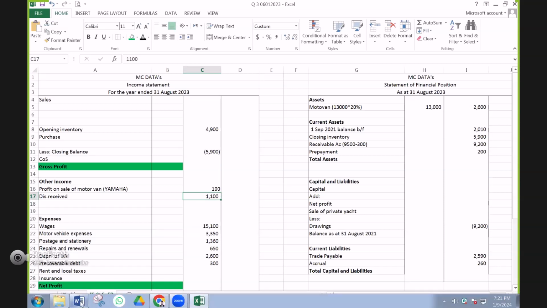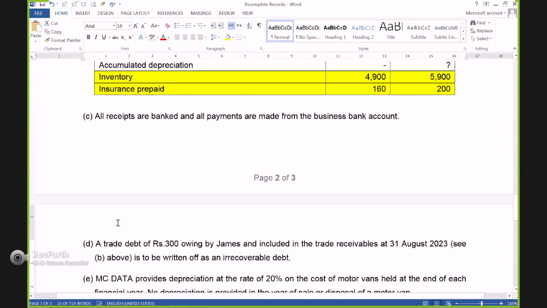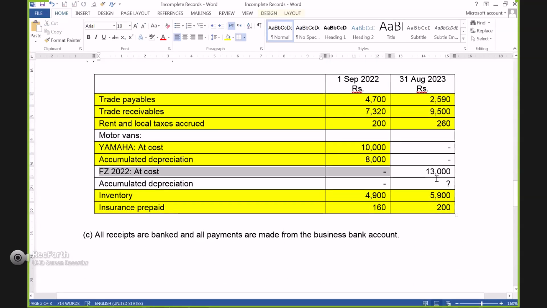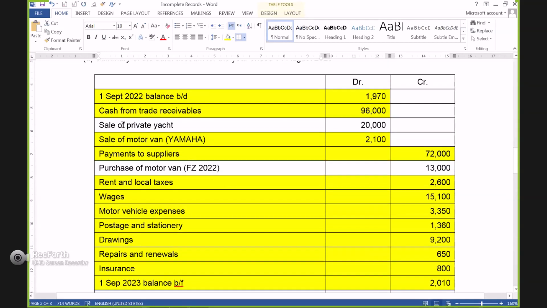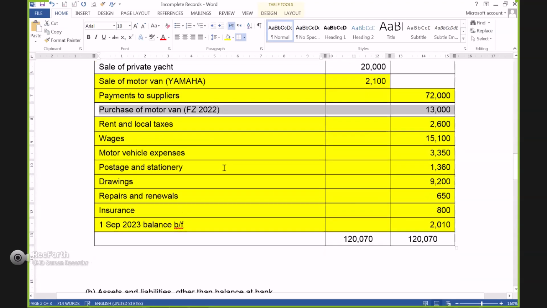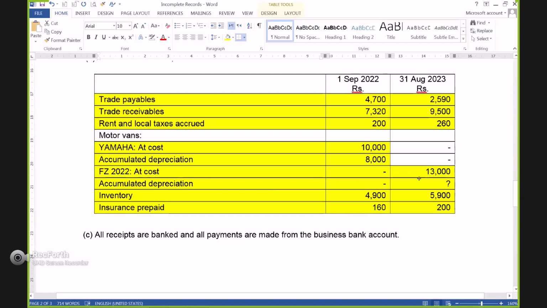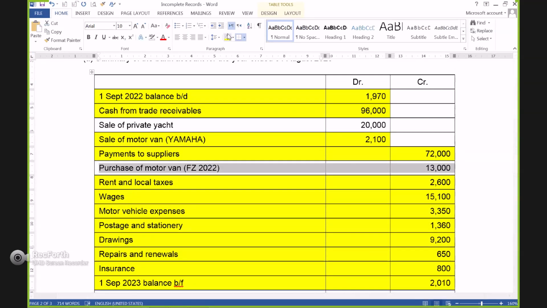Okay. What about the next one? Other things are closed. So we want to see this one. This one also completed. What do you mean by sales of private yacht? This is the purchase of motor van, so it comes under the purchase of motor van. It is okay because this 30,000 is the new van. Already we have calculated the depreciation, 20 percentage, 2,600, transferred to asset depreciation and also depreciation transferred to the income statement.